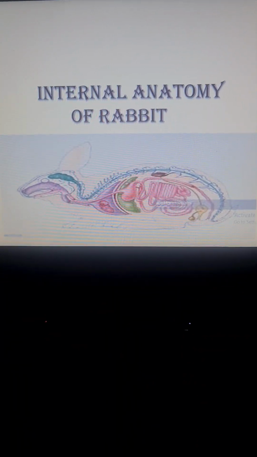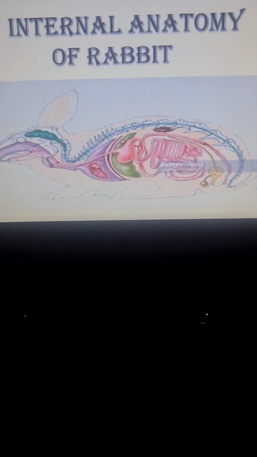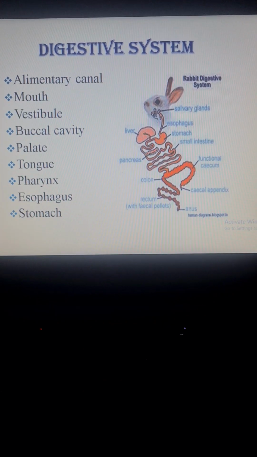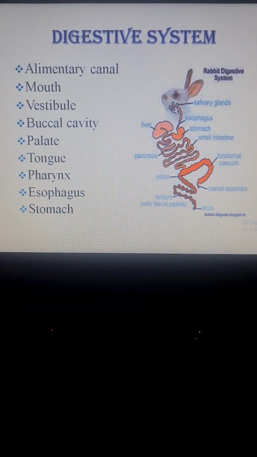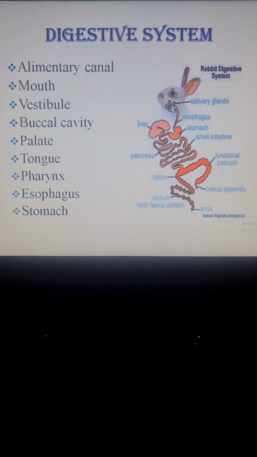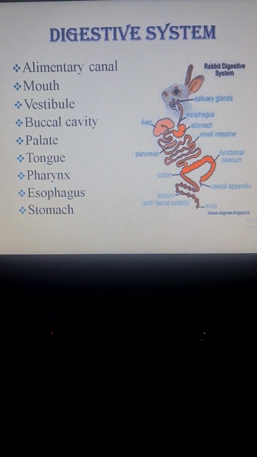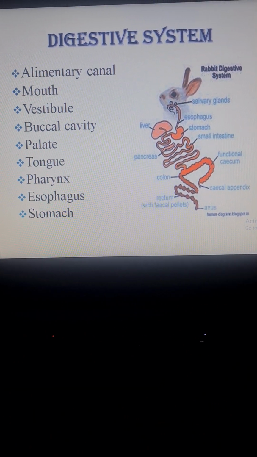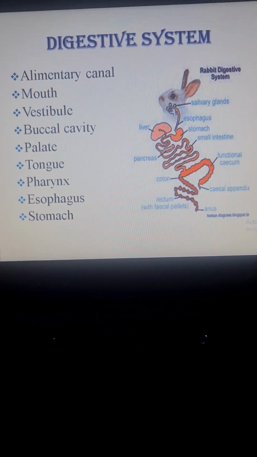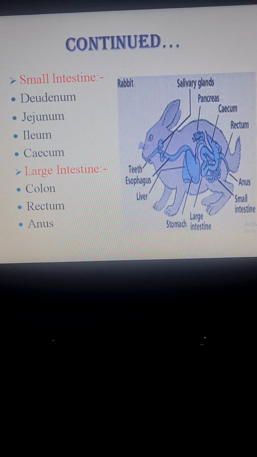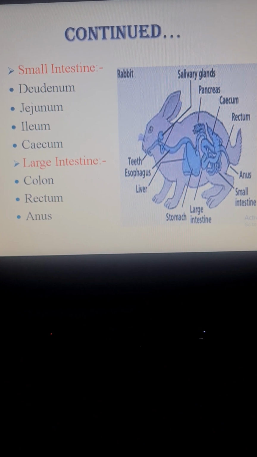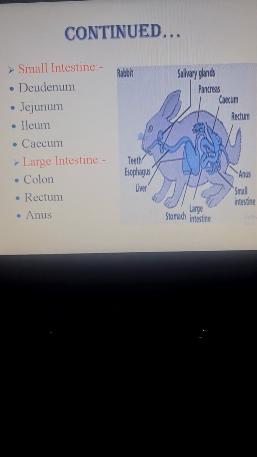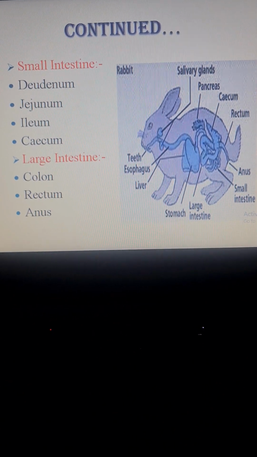So, the internal anatomy of the rabbit. Here we will discuss the internal anatomy of the rabbit, as you can see in this picture. First of all, here comes the digestive system. The digestive system of the rabbit comprises the alimentary canal, mouth, vestibules, buccal cavity, palate, tongue, pharynx, esophagus, and stomach. The small intestine contains duodenum, jejunum, ileum, and cecum, and the large intestine contains colon, rectum, and anus.